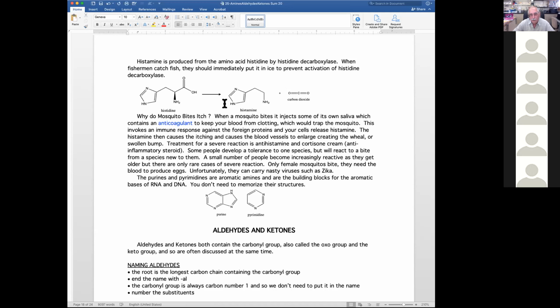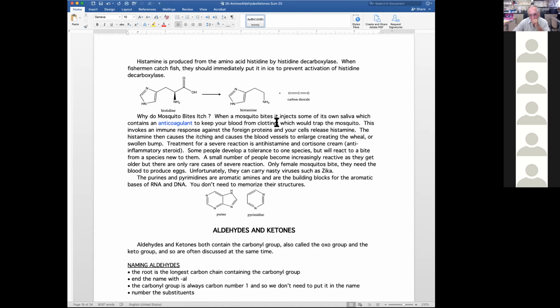So why do mosquito bites itch? Well, before we even talk about that, what benefit would it be to you if mosquito bites actually itch? What would be the biological benefit of you getting itchy? You'd learn to swat the mosquitoes away because mosquitoes are vectors for all kinds of diseases, right? But why does the itch actually happen?